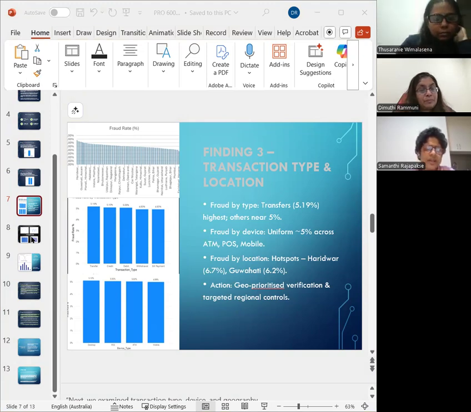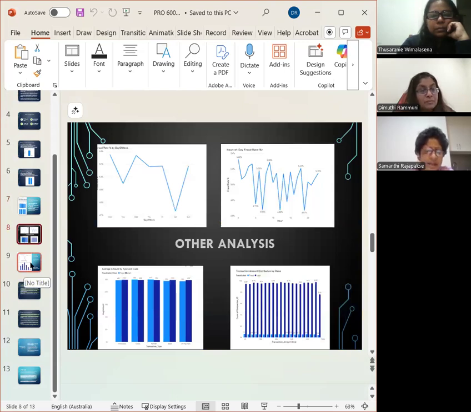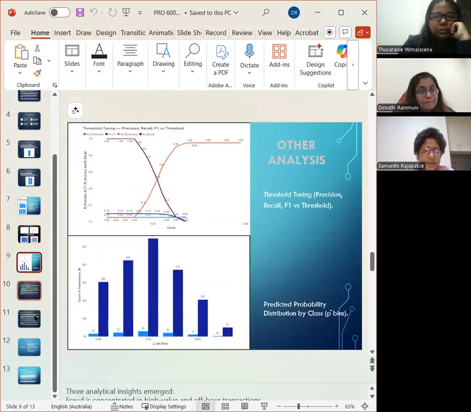Further analyzing, we also tested how changing the fraud alert thresholds affects results. We used precision, recall, and F1 score to find the best balance between false alerts and missed frauds. The Power BI chart showed that most fraud probabilities were between 0.7 and 0.9, which means the model was performing well and gave reliable predictions. To continue with the presentation, I'll invite my friend Tusharani.